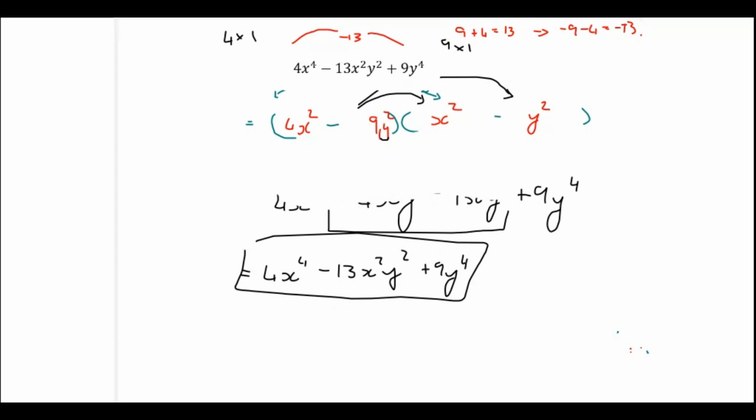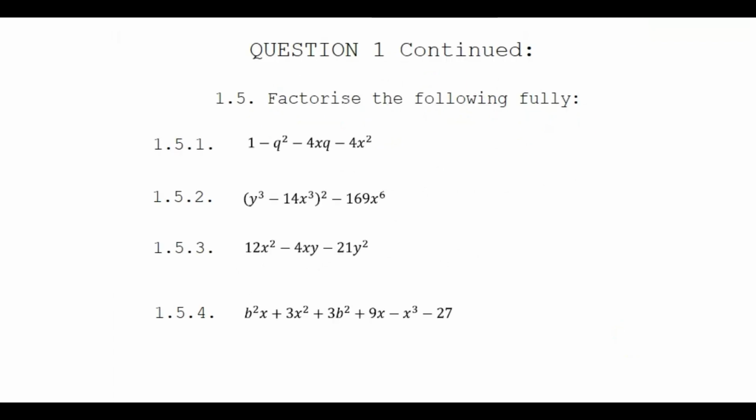Alright, now we need to take a look at difficult. We have 4 questions here that are based on the hard level. Now again, I told you if you count 1, 2, 3, 4, that means grouping, right? So let's try and group it. If we had to take a peek here and say 1 minus q squared and 4xq minus 4x squared and see where that gets us.